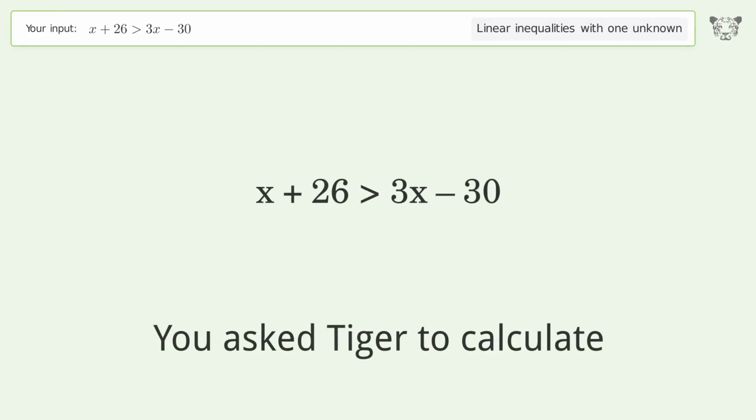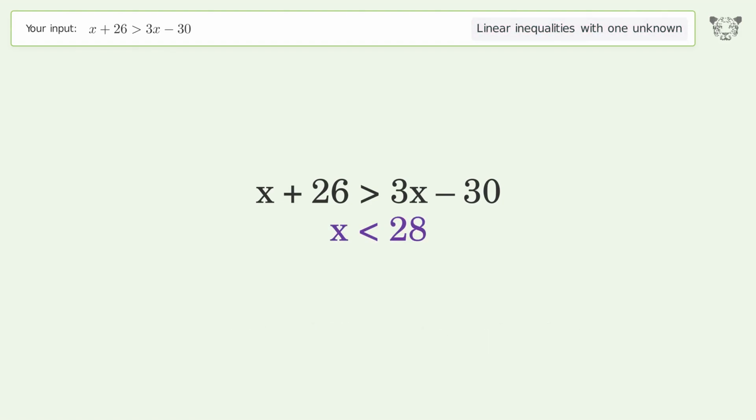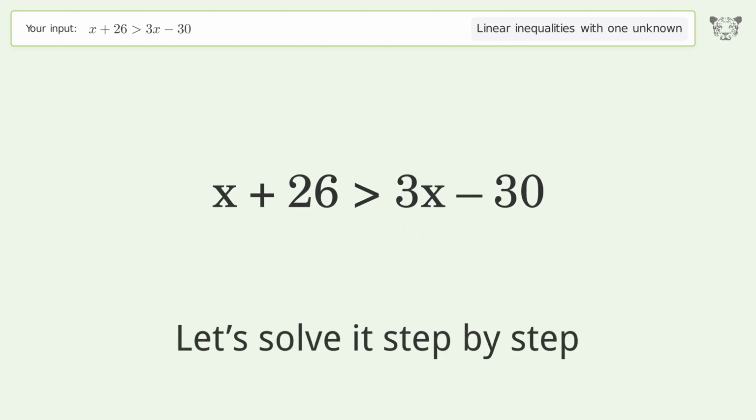You ask Tiger to calculate. This deals with linear inequalities with one unknown. The final result is x smaller than 28. Let's solve it step by step.